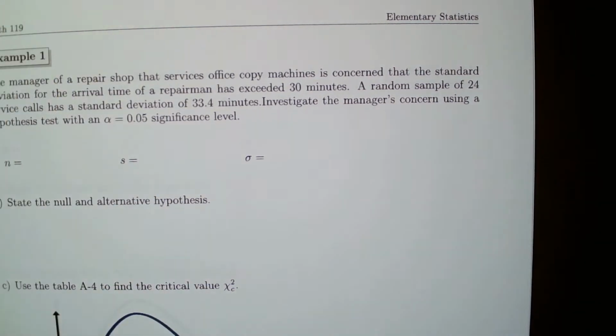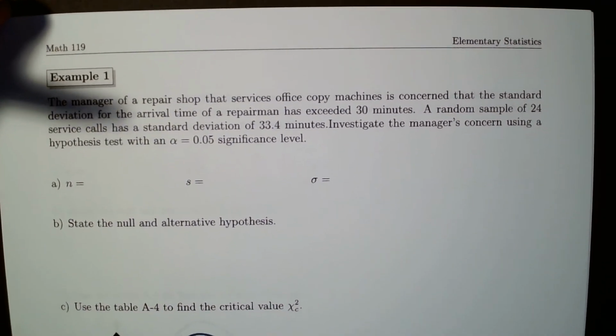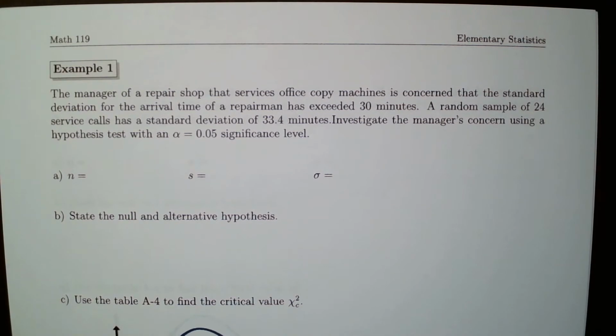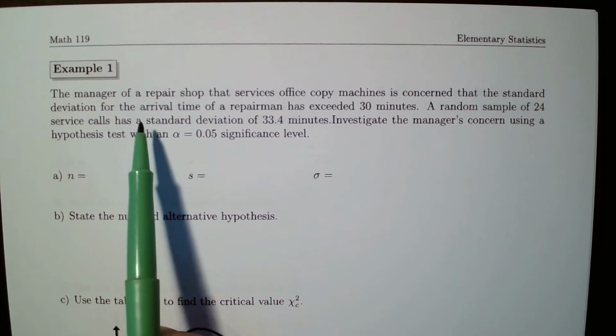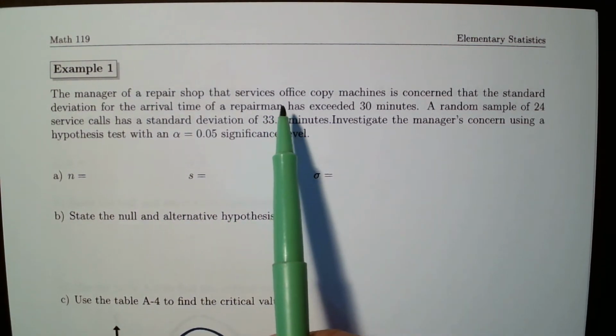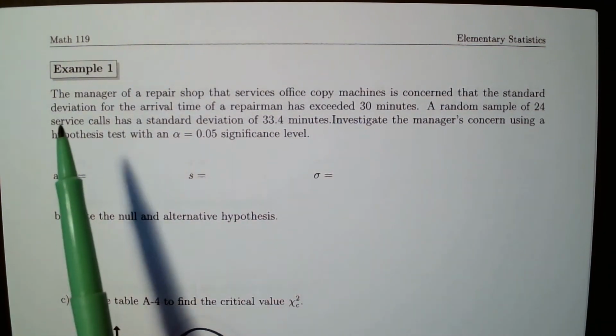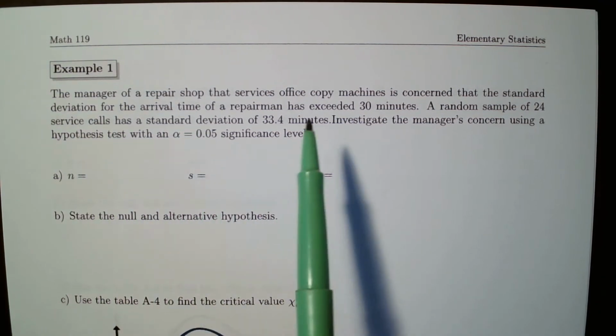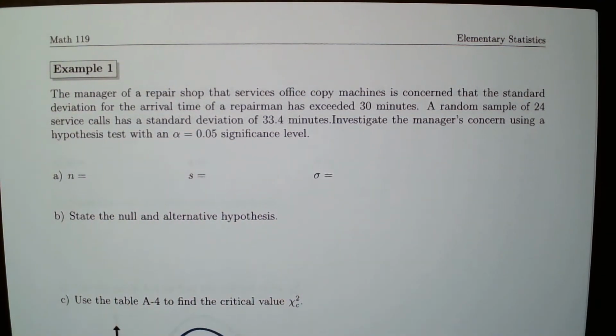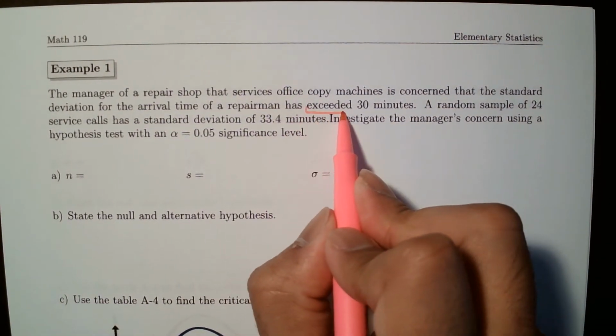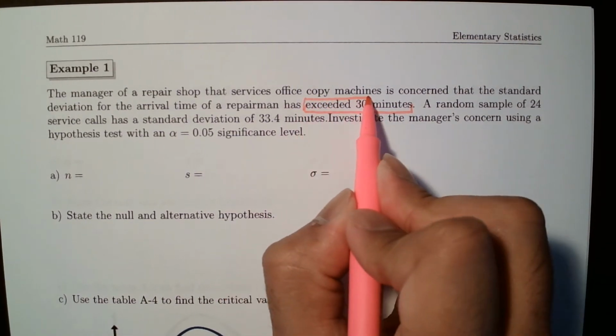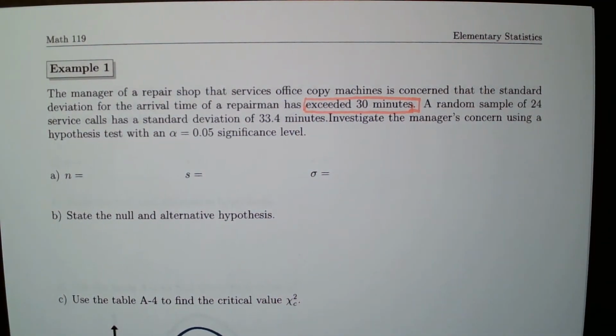These are going to be very short, as opposed to hypothesis testing when we did it for the mean and for the proportion. Let's see. The manager of a repair shop that services office copy machines is concerned that the standard deviation of the arrival time of a repairman has exceeded 30 minutes. Has exceeded tells us which side the tail is going to be on. Exceed means larger than, so it's going to be a right tail test.